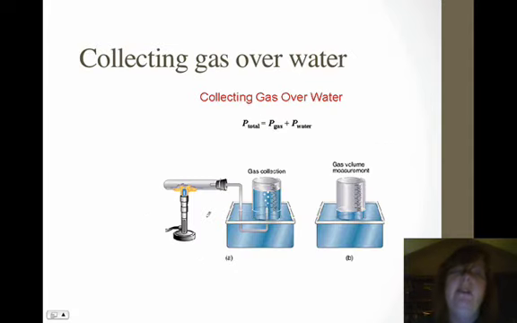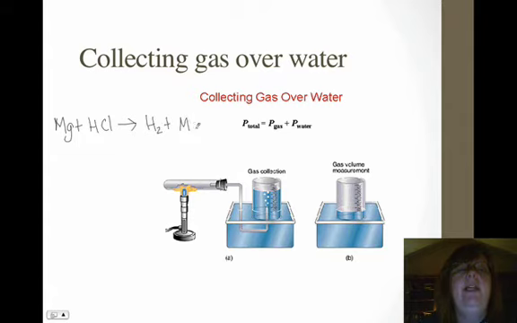Well, when do we use this? We use it if we collect a gas over water. If you remember back when we put the magnesium in some hydrochloric acid, I don't know if you remember this reaction, it's been a little while since we've done it. Magnesium in hydrochloric acid, we made hydrogen gas and magnesium chloride. This was a single replacement reaction. And we collected that gas in a eudiometer, and we collected the gas over water.